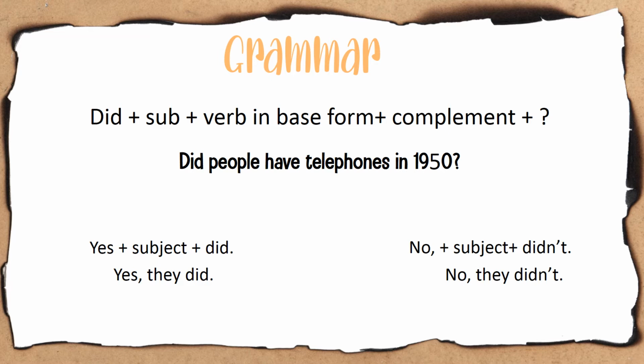And we have two possible short answers. If the answer is affirmative, the structure will be yes plus subject plus did. If the answer is negative, the structure will be no plus subject plus didn't. For example, yes, they did, or no, they didn't.